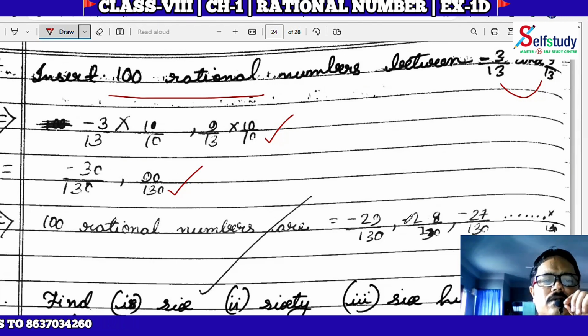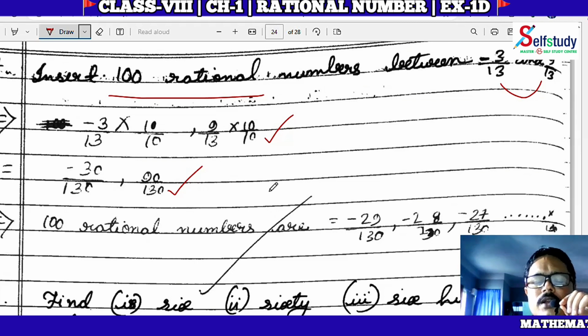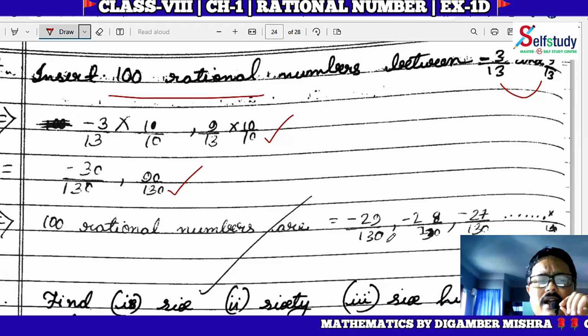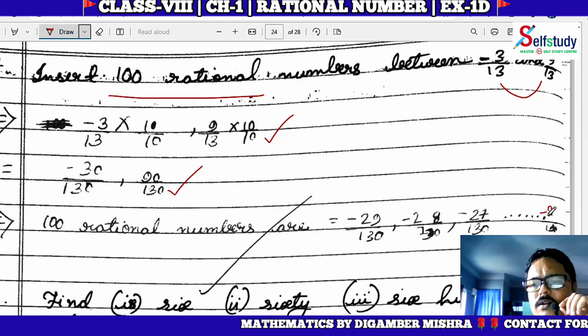And now we can start from minus 29, because in between minus 30 and 90 on the number line, minus 29, then minus 28, minus 27, and like that 0, and then again up to 89 it will go, right? So minus 29 upon 130, minus 28 upon 130, minus 27 upon 130, and after this you can write dot dot dot, 100 rational numbers. You cannot exceed this, okay?